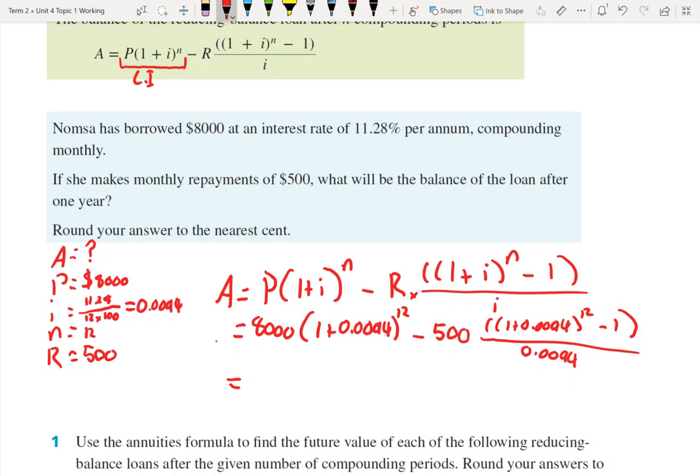And that gives us $2,630.419. It says to round to the nearest cent, so $0.42. So after a year, she's actually paid off most of that loan. She only has about $2,600 remaining. So that's probably only about another 6 payments that she will make, and then she'll be all paid off.